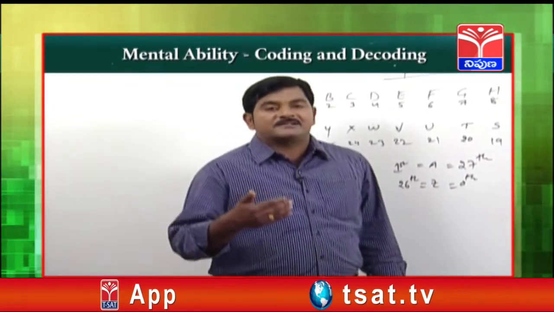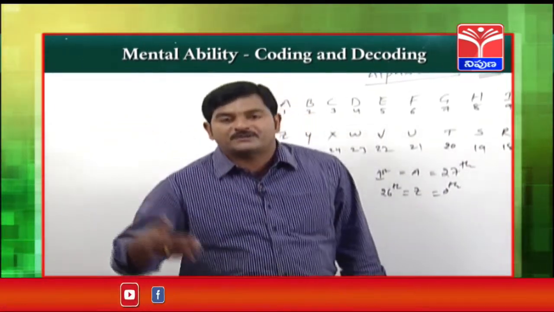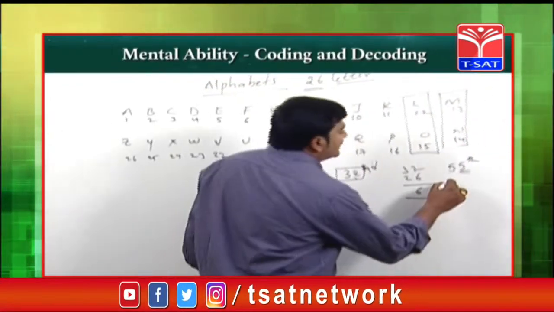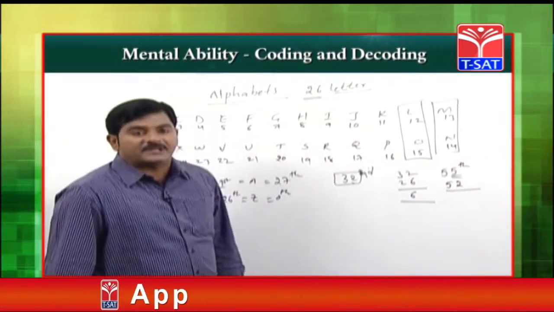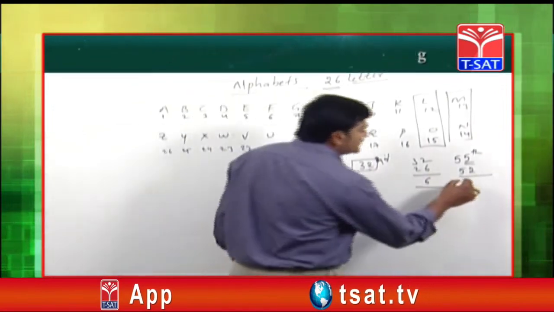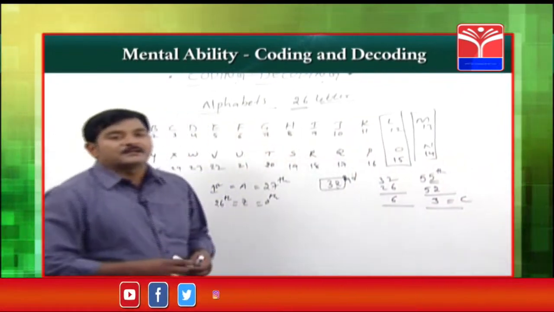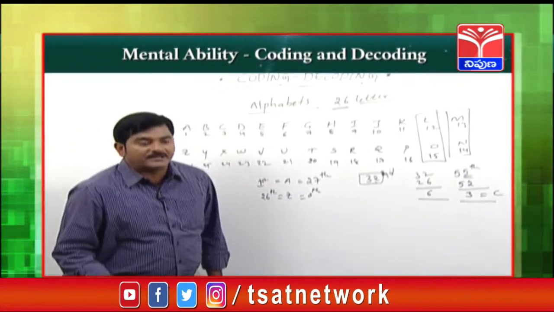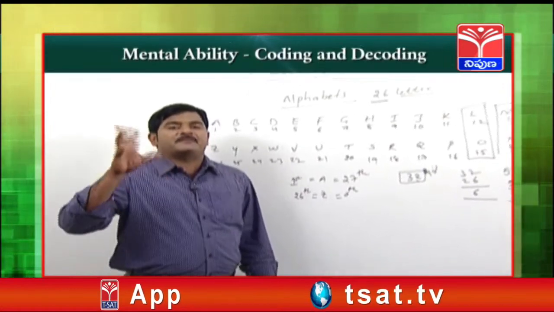What does it mean? One set is equal to 26 letters. 2 sets is equal to 52 letters. How many sets can I subtract from 55? I can subtract 2 sets. 2 sets means how many letters? 52 letters. Therefore, subtracting 52 from 55, how much am I getting? 3. Hence, in the English alphabet, what is the third letter? C. Therefore, the 55th alphabet and the third alphabet are both C. Similarly, we can obtain any number of alphabets.